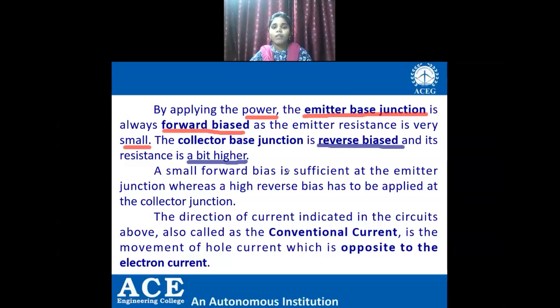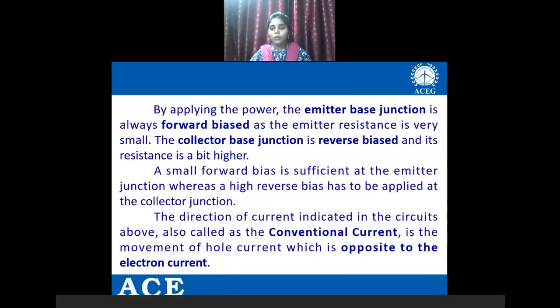A small forward bias is sufficient at the emitter junction, whereas a high reverse bias has to be applied at the collector junction. Now, the direction of current indicated in the circuits above is also called conventional current. This is the movement of hole current, which is opposite to the electron current. Now in an upcoming slide we are going to study the operation of a PNP transistor.